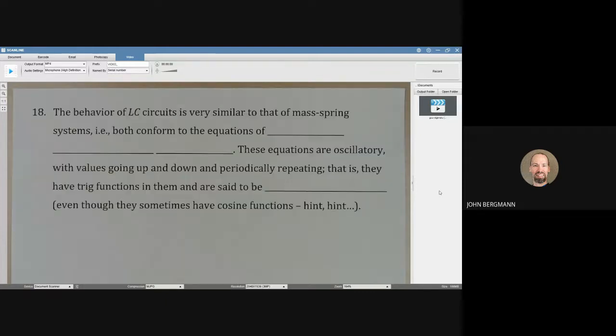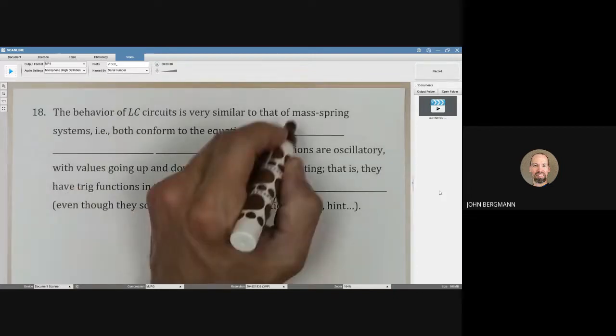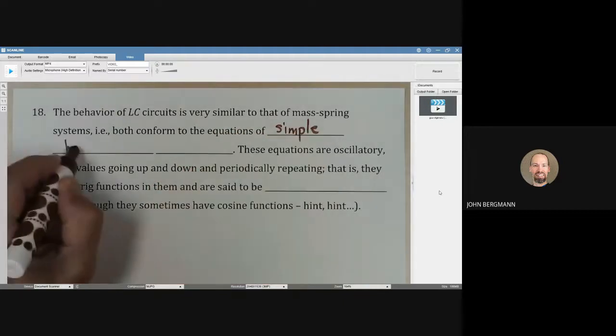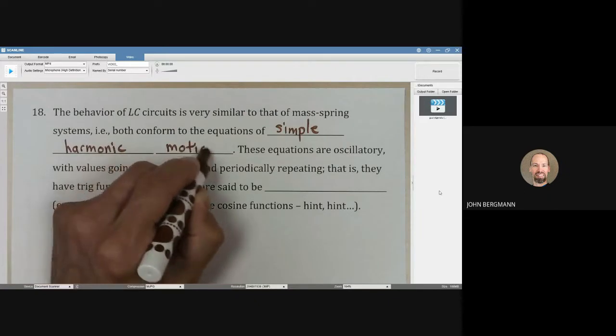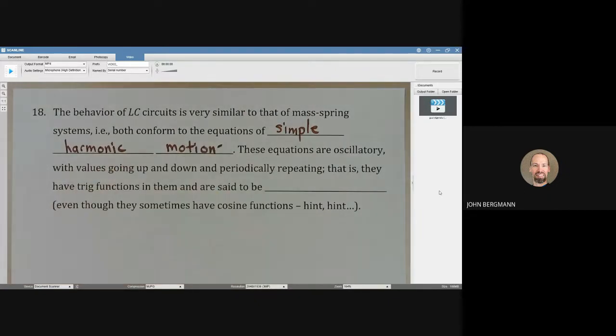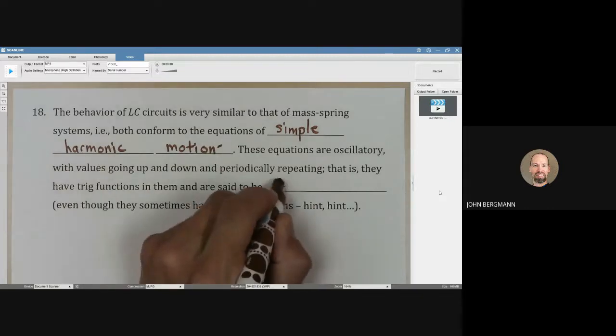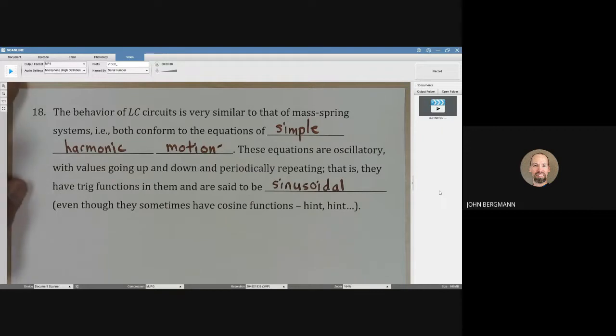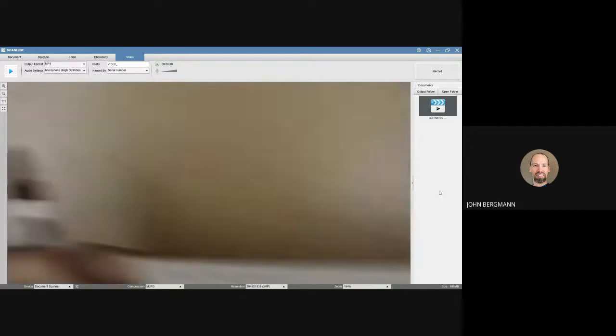LC circuits. The behavior of LC circuits is very similar to that of mass spring systems, i.e., both conform to the equations of simple harmonic motion. These equations are oscillatory, with values going up and down and periodically repeating. That is, they have trig functions in them and are said to be sinusoidal, even though they sometimes have cosine functions. Sine functions and cosine functions are both said to be sinusoidal.